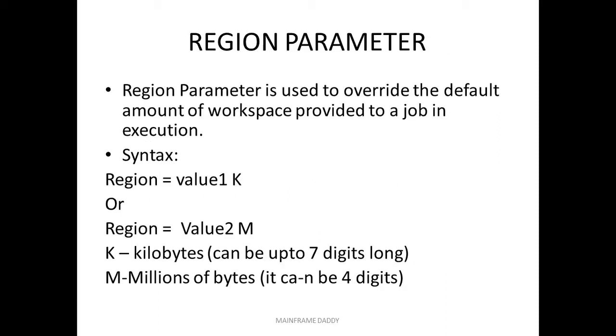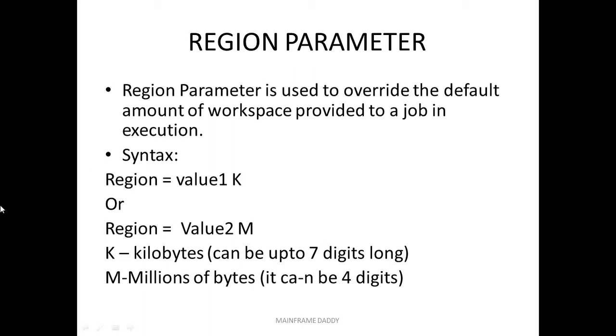So next one is region parameter. Region parameter is used to override the default amount of workspace provided to a job in execution. Whenever a job is executed, a default amount of workspace is allotted to a job. So if we want to override the default amount of workspace, we can go for this parameter.